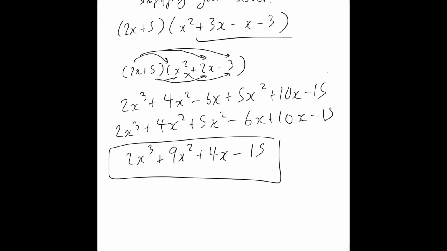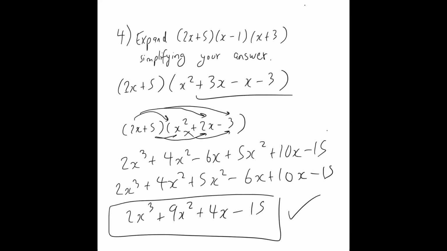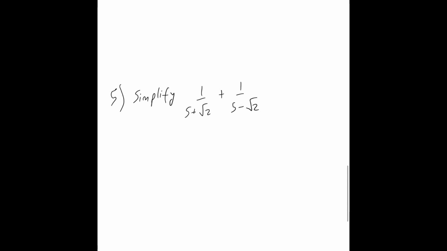So this should be your answer. So 2x cubed plus 9x squared plus 4x minus 15 is your answer. So you just have to know and make it into a reasonable form by simplifying these brackets, by expanding it.